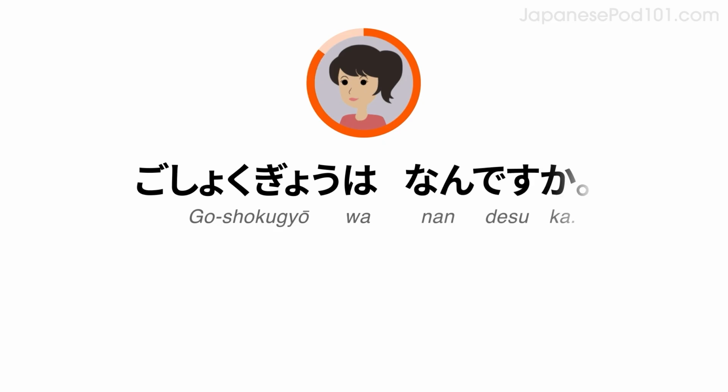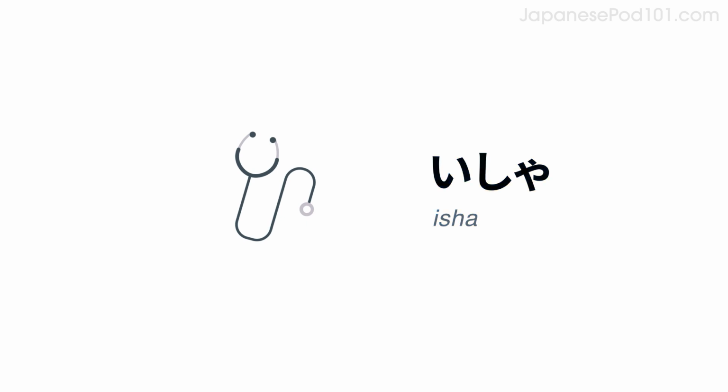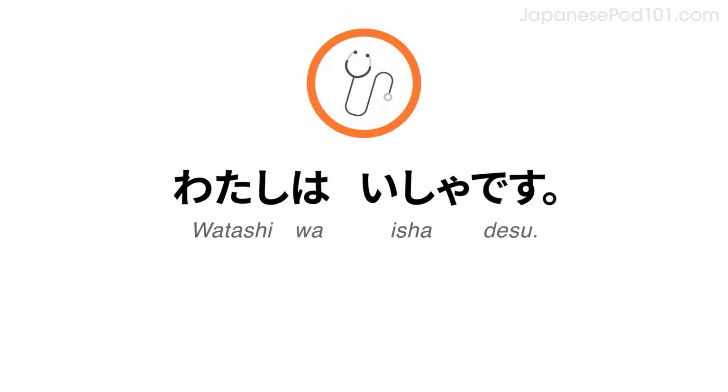Okay, now it's your turn. Do you remember how to say, what do you do? ご職業は何ですか？ Imagine you're a doctor. Do you remember how to say, doctor? 医者. Say, I'm a doctor. 私は医者です。 Now answer the question saying that you are a doctor.